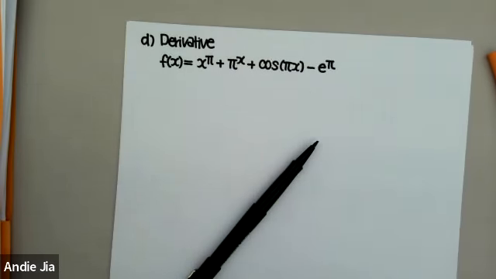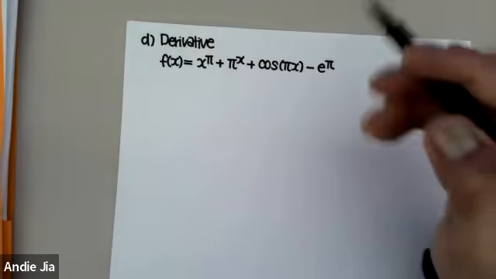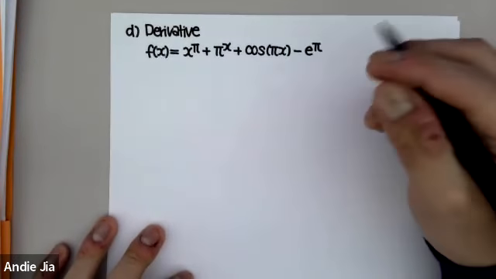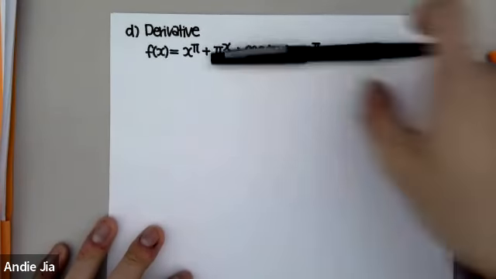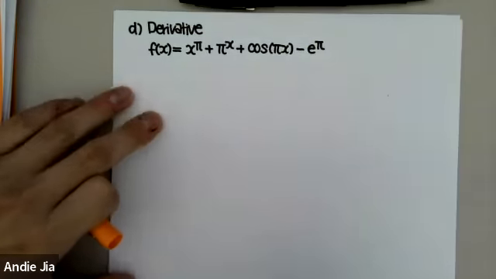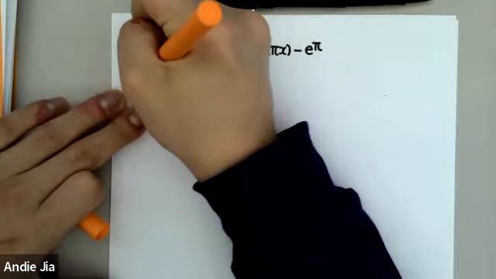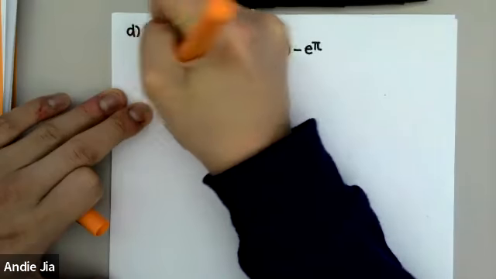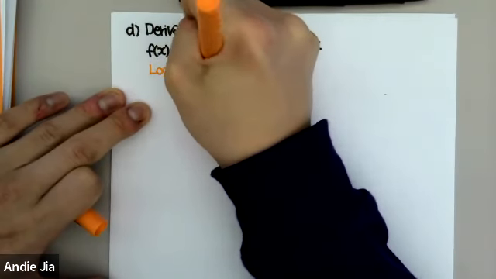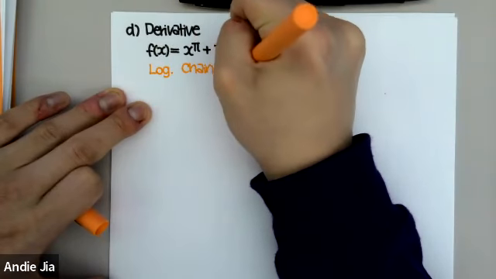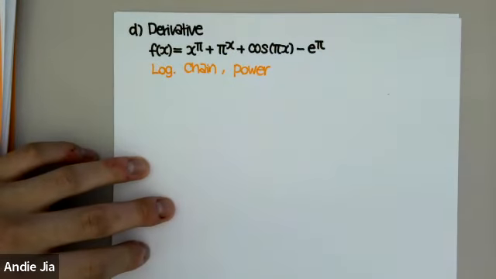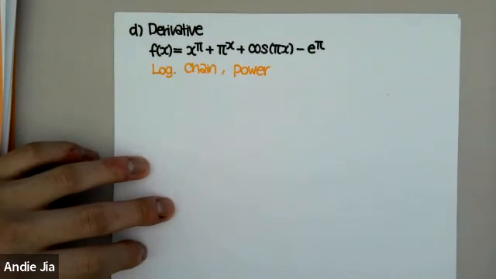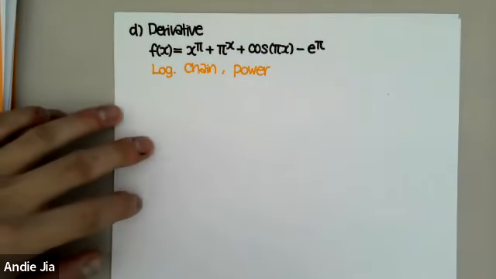Okay, so now in this case, we need logarithm differentiation, the chain rule, and the power rule. So the differentiation rules needed: you have a logarithm, chain rule and power rule. Now there are four different expressions, so you just need to treat them as four individual functions here.